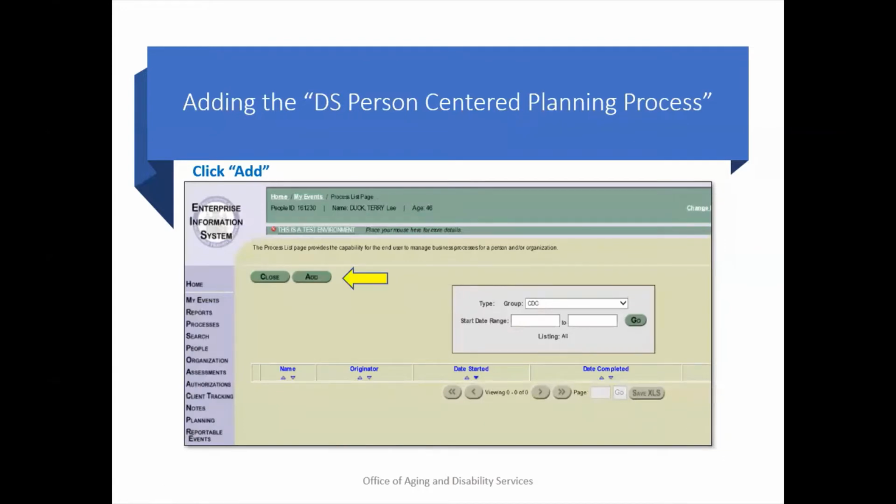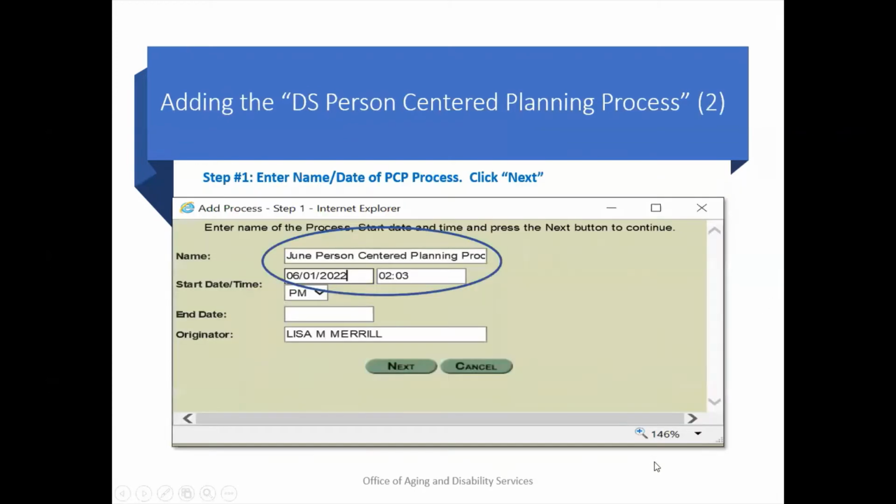Next, you will add the DS person-centered planning process by clicking Add. Then enter a name for the DS person-centered planning process. You will be adding a DS PCP process for each person you support only once. So we suggest the name be Person-Centered Planning Process. Then add a start date. The start date is the date you are adding the process.